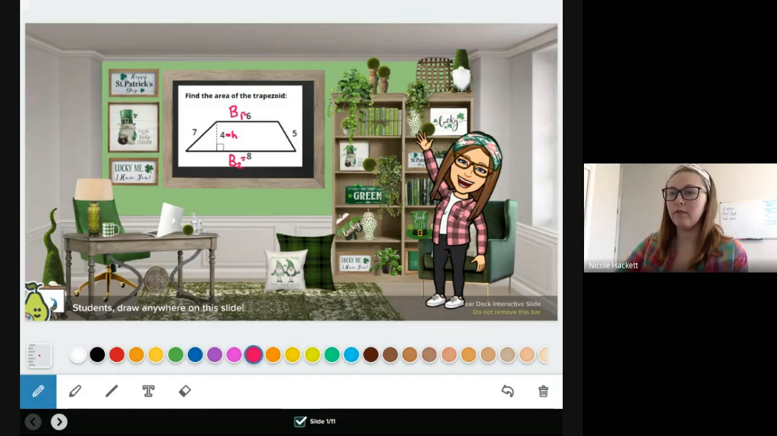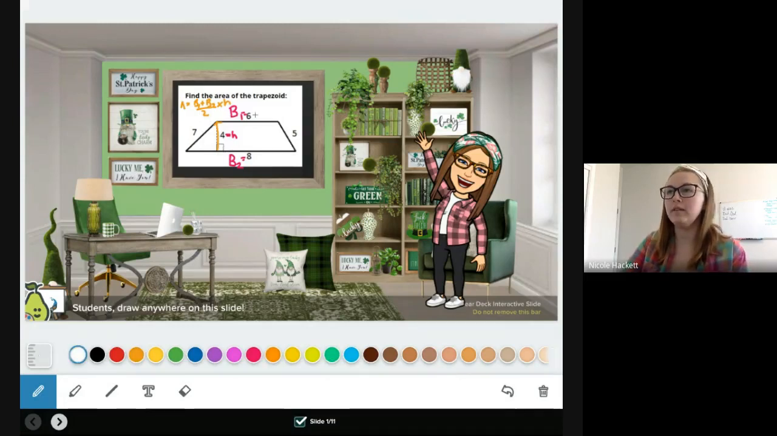First, we're going to start with finding the area of this trapezoid here. To find the area of a trapezoid, we take our two bases and we add them together. Once we've added them together, we divide by 2, and then we multiply that number times the height of the whole thing. We know this one's the height because it goes from one of the bases all the way up to a top vertex here.